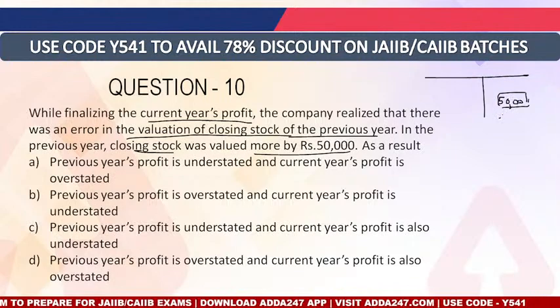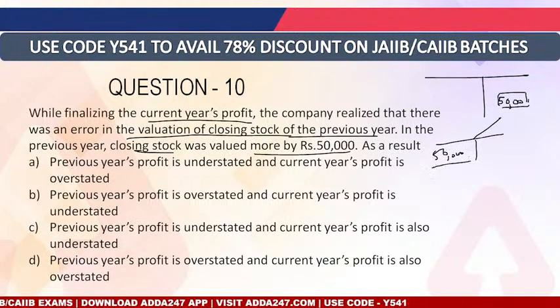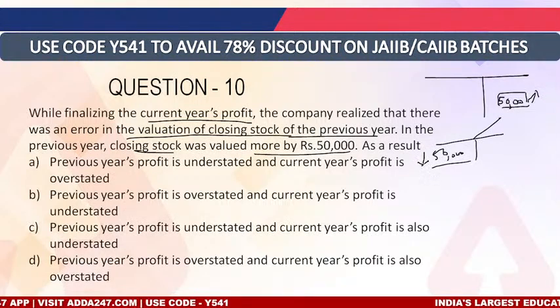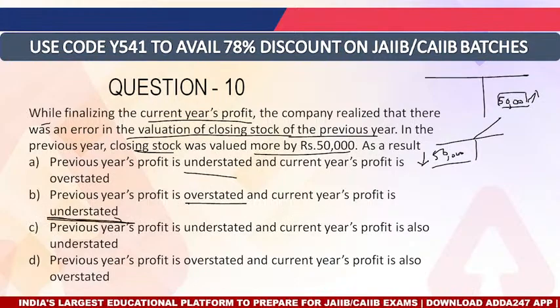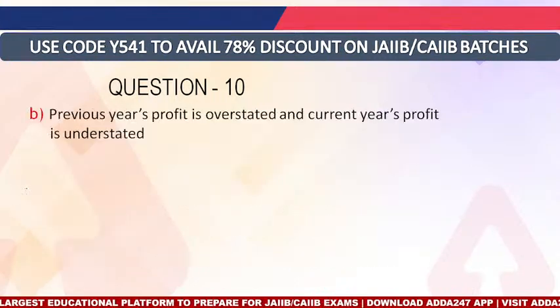In the next year, this closing stock becomes the opening stock, right? So here, last year's profit was more. Overvaluation of profit was there. In this particular year, there is an undervaluation because the expense side would be more. As a result, what would happen? The previous year profit is understated or overstated? Previous year profit has basically received more income. If it has received more income, it would be overstated, while this year it would be understated. It would be B. The correct answer is B.